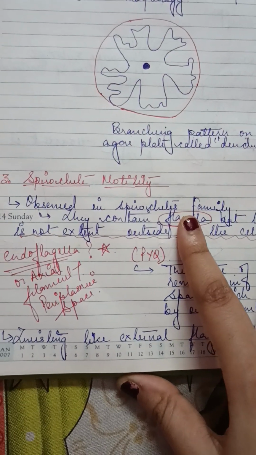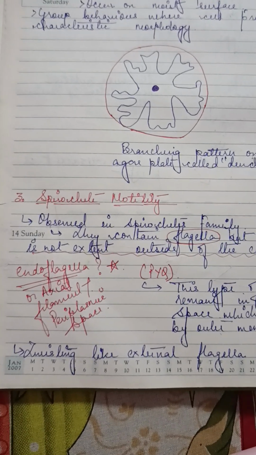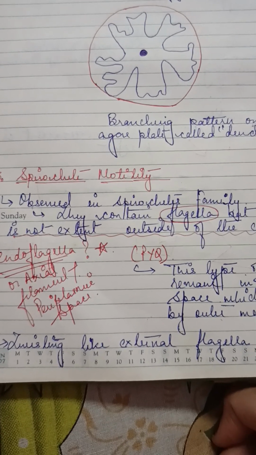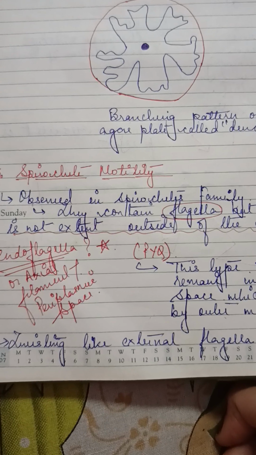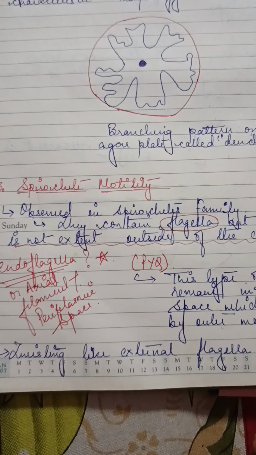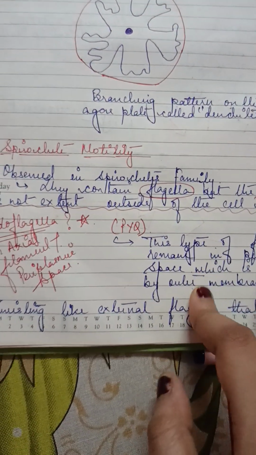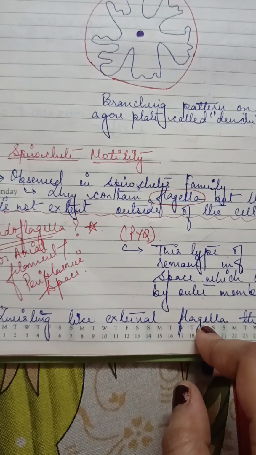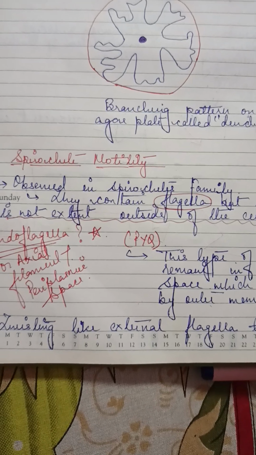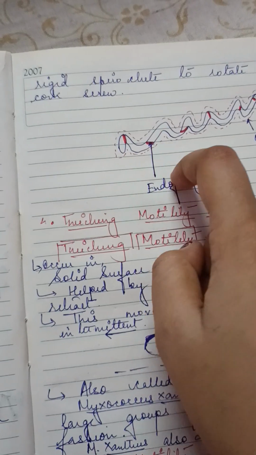Now spirochete motility occurs in the spirochete family. Spirochetes have flagella, but they are endoflagella. The flagella are produced inside the cell wall and do not extend outside the cell wall. The flagella remain in the periplasmic space and are covered by the outer membrane. Twisting like external flagella, they cause the rigid spirochete to rotate like a corkscrew.